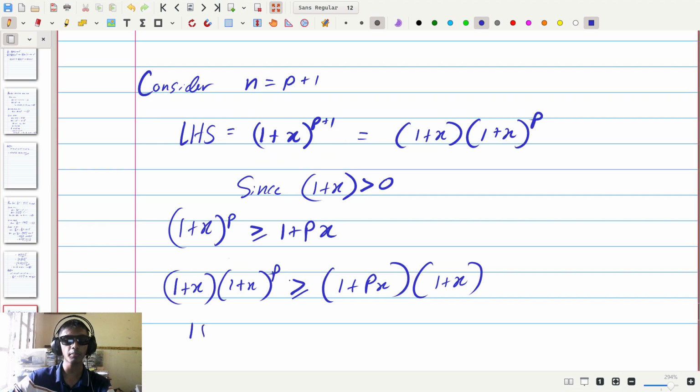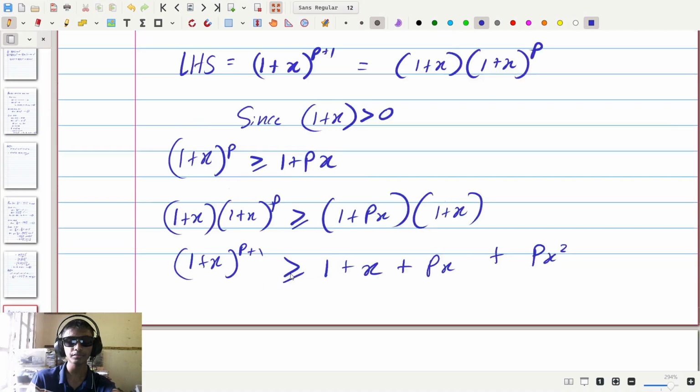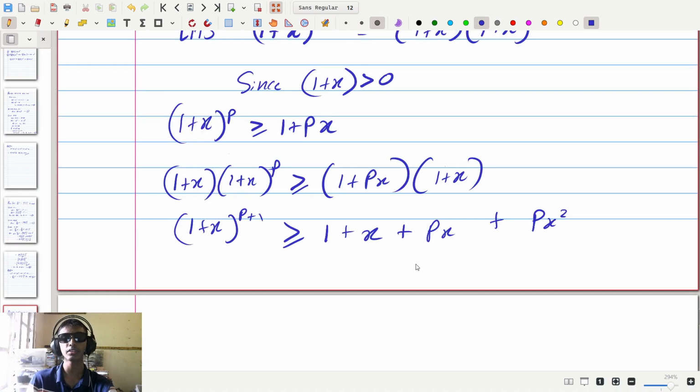So we have (1 + x)^(p+1) is greater than or equal to this thing, which is 1 times 1, so 1, plus 1 times x, which is x, plus px times 1, which is px, plus px times x, which is px squared. Now here we can see we have a 1, an x, a px, and a px squared.